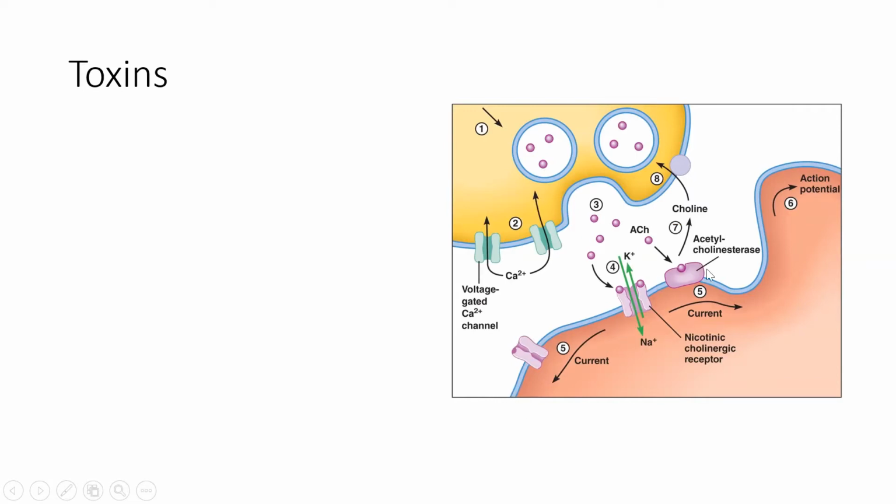A couple of things I want to point out about the junction. So we call this the motor end plate, and we can see the highly folded nature of skeletal muscle at the motor end plate at the neuromuscular junction. Okay. I also want to point out the presence of a nicotinic cholinergic receptor and the only neurotransmitter here, acetylcholine, as well as acetylcholinesterase, which is that degrading enzyme that's seen at all cholinergic junctions, okay? So let's talk about the first toxin.